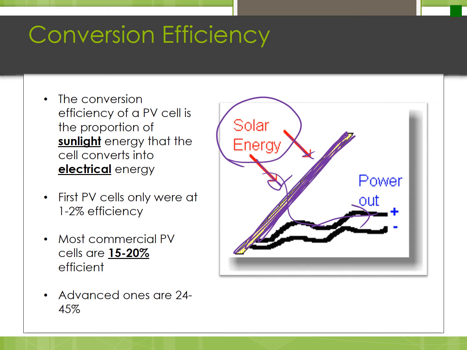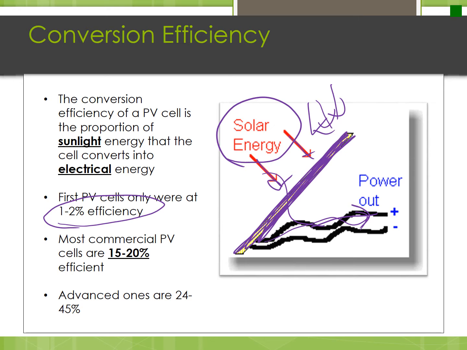In the first stages of these PV cells, these photovoltaic cells, we only had 1 to 2% efficiency. So that meant for every ray or set of rays, only 1% of the amount of energy that it took in, it would be able to convert into actual electrical energy.